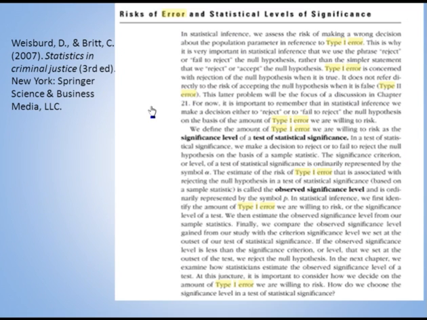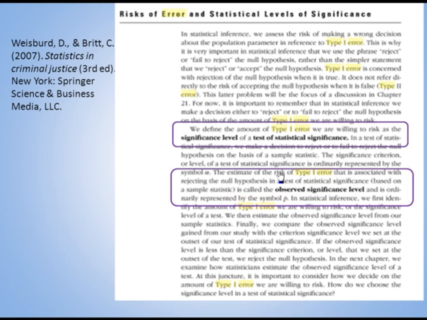All right, so let's look at this one. Here you say the amount of type 1 error we are willing to risk is the significance level of a test of statistical significance. Notice there's no mention of conditional probabilities here. It sounds like alpha is going to be the probability of a type 1 error when you perform the experiment. Not true. Simply not true.